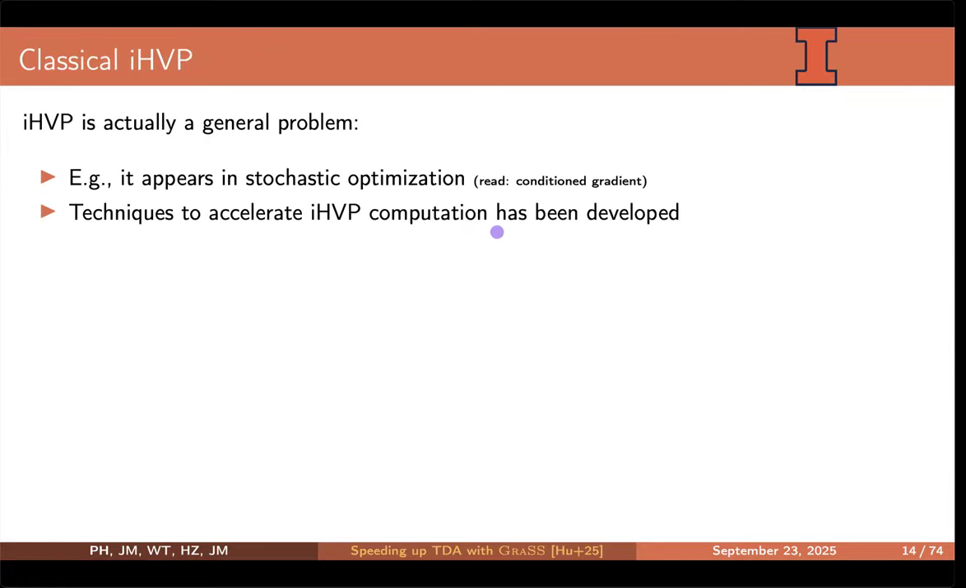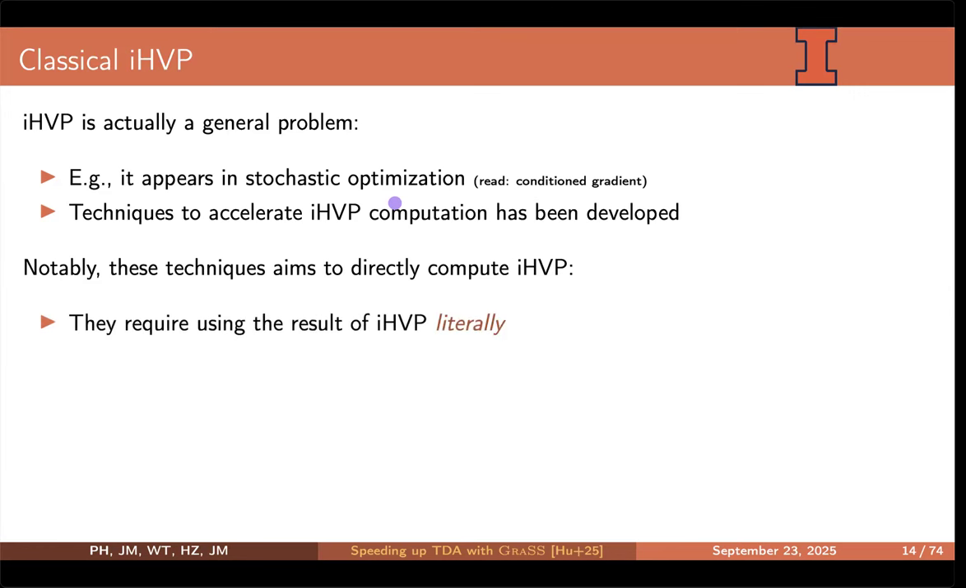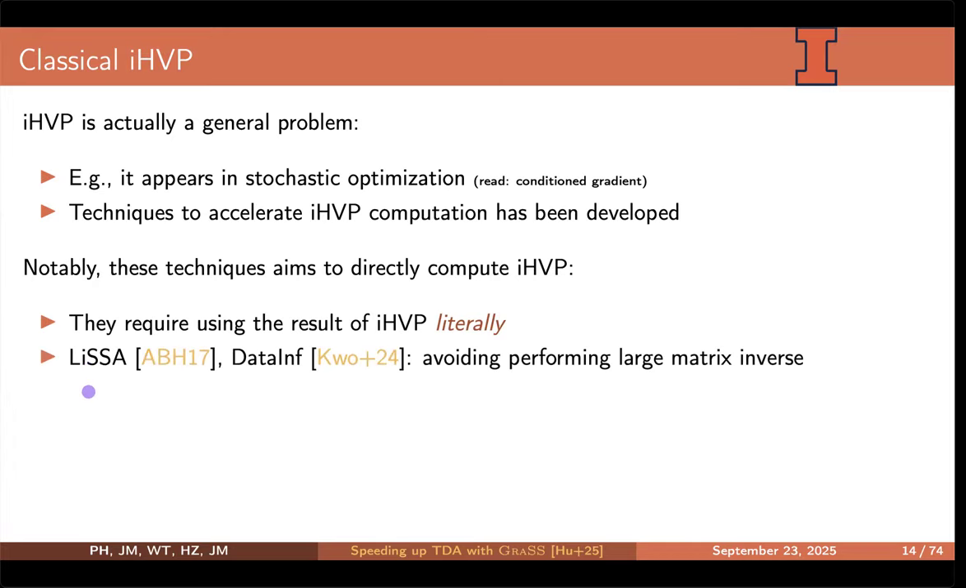Techniques to accelerate IHVP computation have been developed because this is quite general and you bump into this problem in optimization contexts all the time. Notably, these techniques aim to directly compute IHVP, meaning they require using the result of IHVP literally. Think about computing IHVP and using the result directly to update your model. For example, famous algorithms in this category are, let's say, LiSSA, which basically tries to avoid performing a large matrix inverse. However, they tend to be slow and cannot be scaled up.